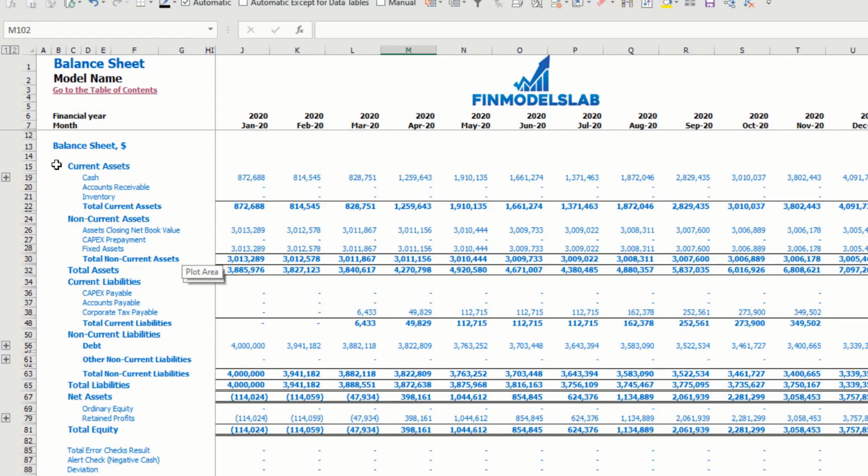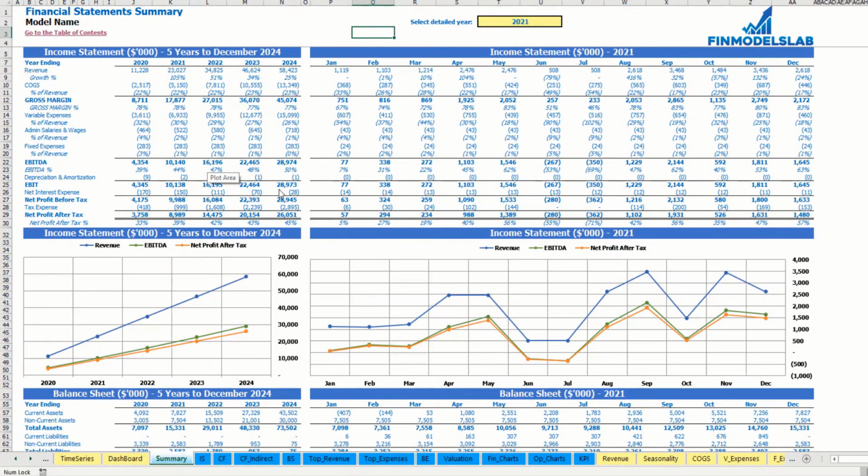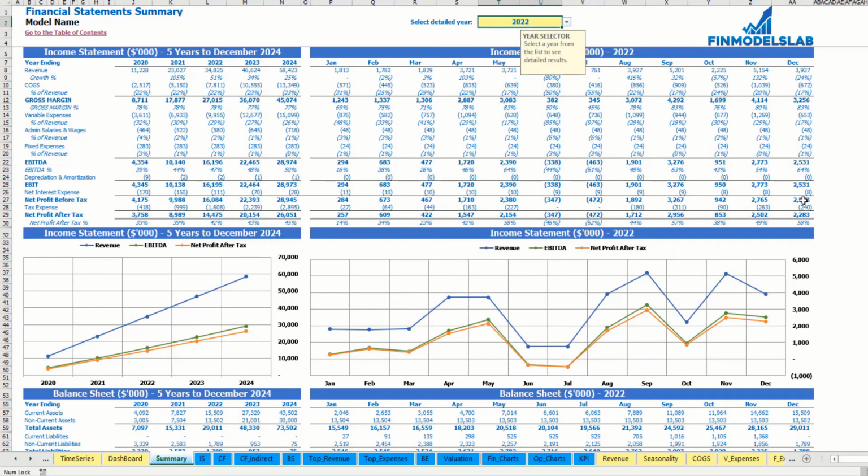And the balance sheet will show you the breakdown of your current assets, non-current assets, current liabilities, non-current liabilities, and equity by its subcategories. The summary of three statements you may find on the Financial Statement Summary tab. On the top you have the income statement broken down by 5 years, and the selected year, which you can change here, broken down by months. Below you may see the same information in chart form.